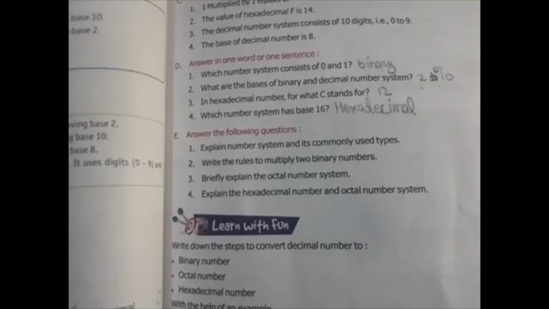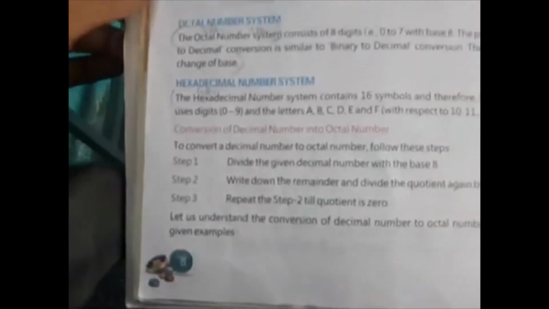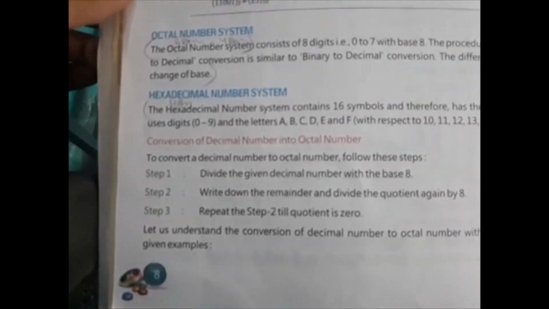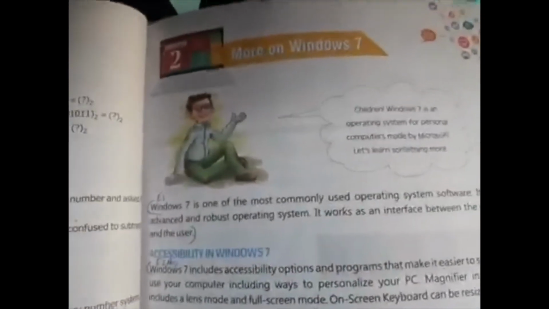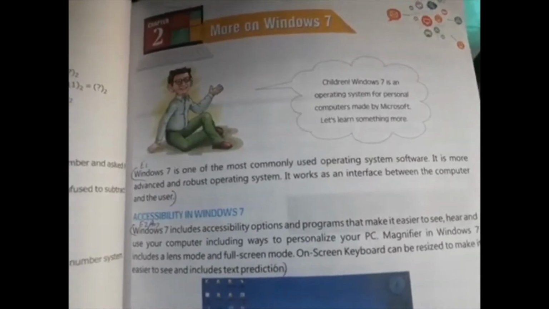Next is explain the hexadecimal number system and the octal number system. The octal number system I have already shown you on page number 8, and hexadecimal is also on page 8. Binary, octal and hexadecimal. Okay, so we have completed our first chapter. In the next class we will do one more chapter, on Windows 7. Okay, bye for this time.